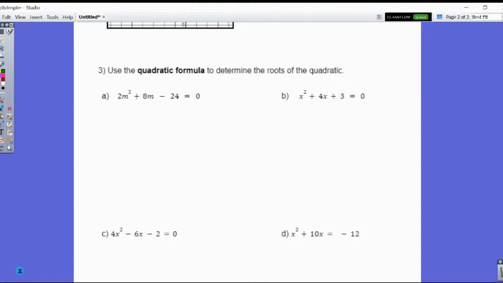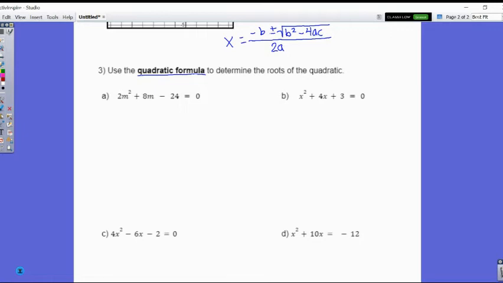Now, number 3 wants us to use the quadratic formula. So let's go ahead and make sure that we have that written down. Yes, the quadratic formula is on the formula sheet, or it will be written on the board or the test for you. So quadratic formula: -b plus or minus the square root of b squared minus 4ac, all divided by 2a. So you do not need to have that memorized, but you do need to be able to use it.